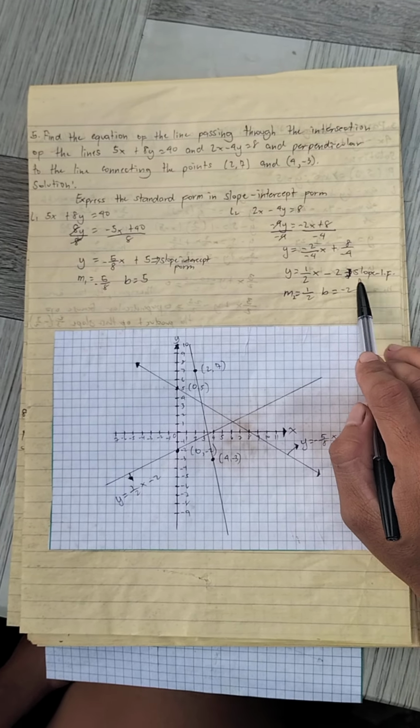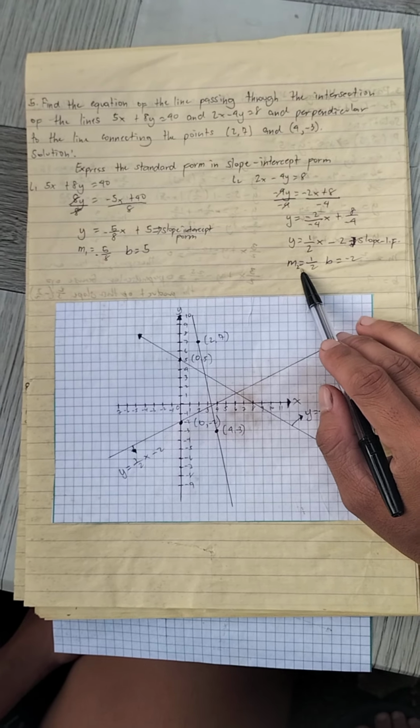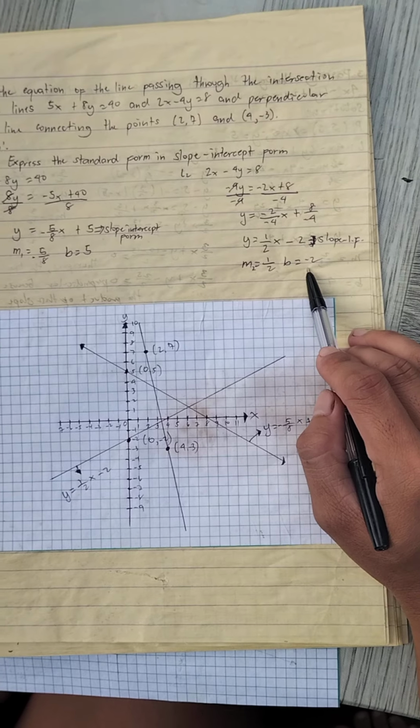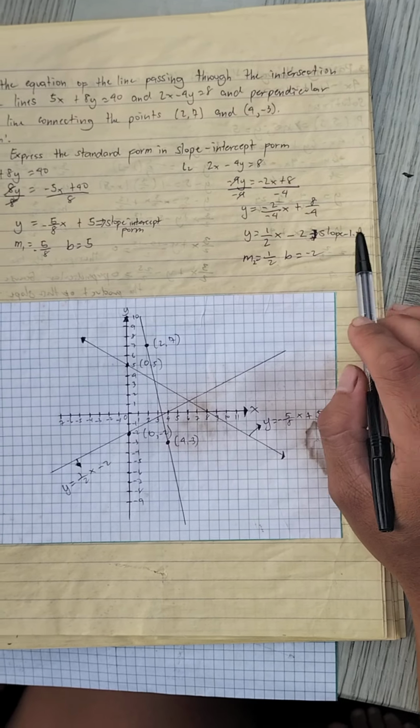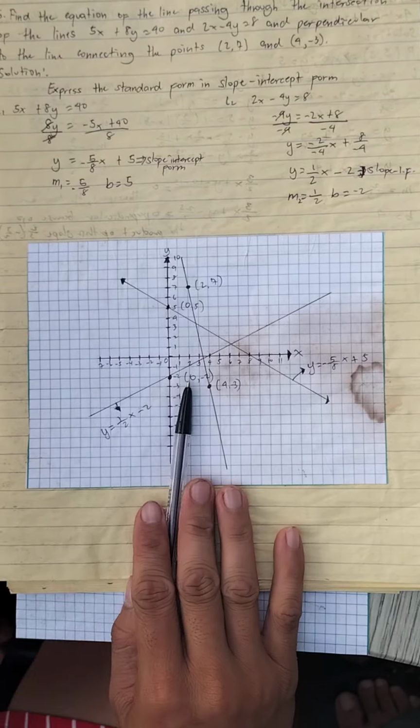And this is the slope of our line. Our second slope is 1/2 and our b is negative 2. So, this is the slope-intercept form. So, this is the graph of number 5.